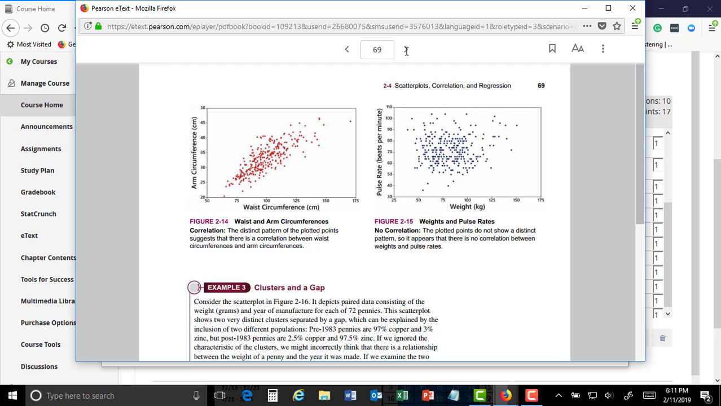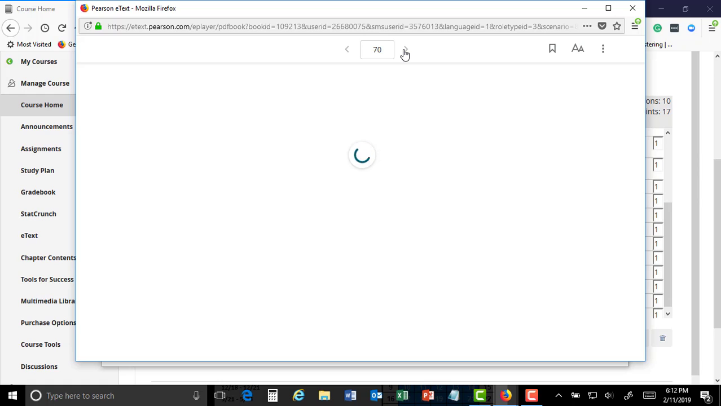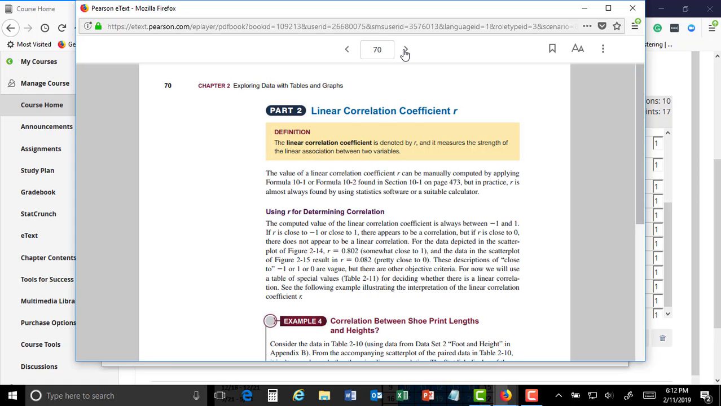Waist and arm circumference. Okay. Let's just show right here. Weight of pennies and years of production. Okay, there's R. Remember R is between -1 and 1, right? Because you can have a negative slope or a positive slope.